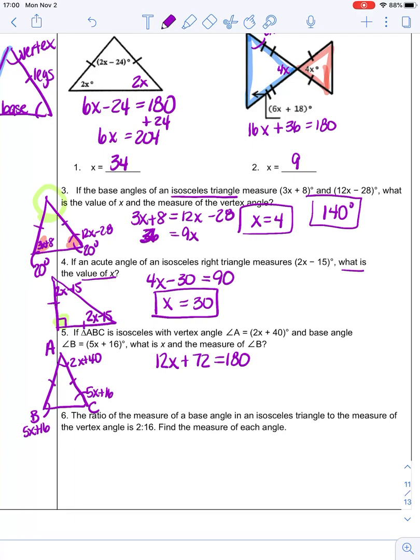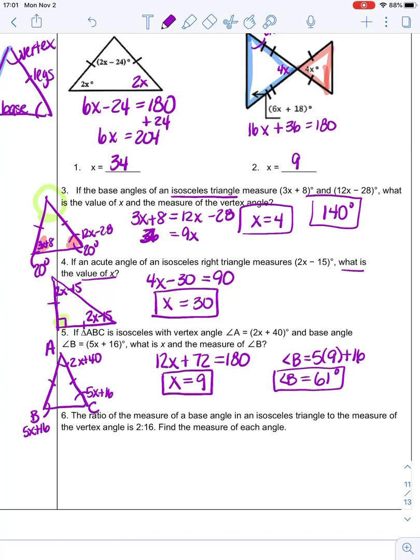So I take 180, subtract 72 from both sides, and then divide both sides by 12, and I get that x is equal to 9. That answers part of the question. The rest of the question is, what's the measure of B? Angle B was 5 times 9 plus 16, so 45 plus 16 is 61 degrees. So angle B is 61 degrees.